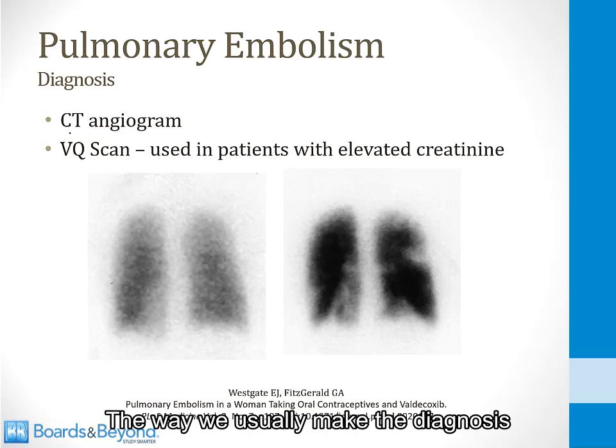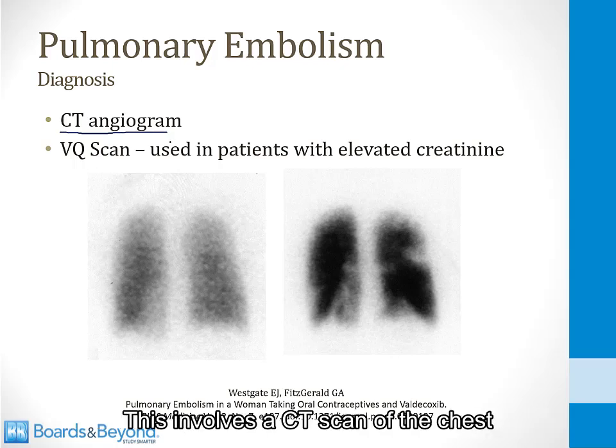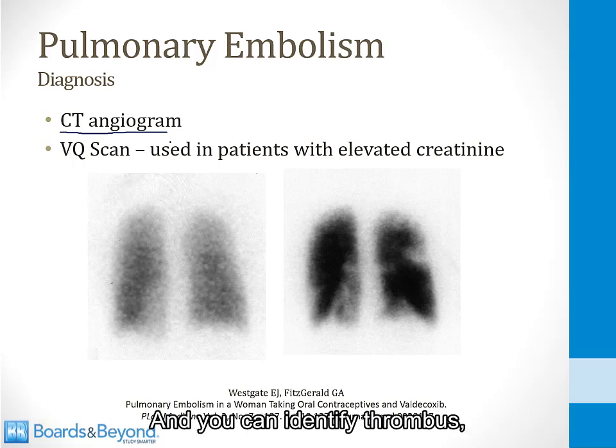The way we usually make the diagnosis of a pulmonary embolism is through a CT angiogram. This involves a CT scan of the chest while injecting dye into the veins. The dye will fill the pulmonary artery and its branches, and you can identify thrombus, just like in the image we saw at the beginning of this video.